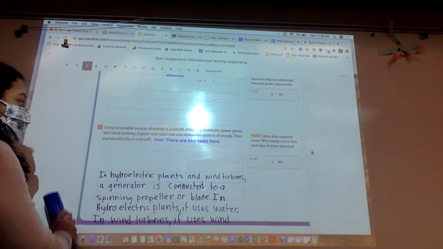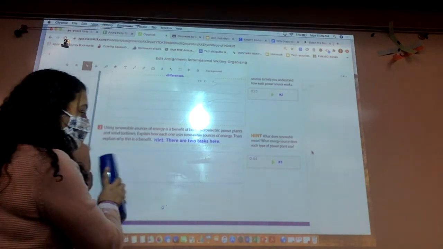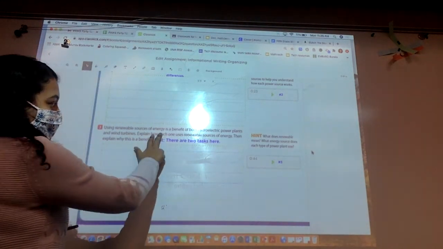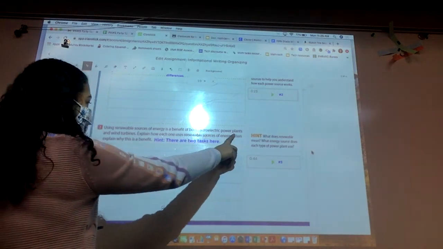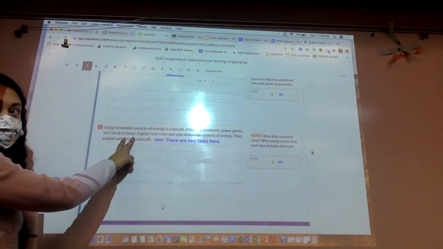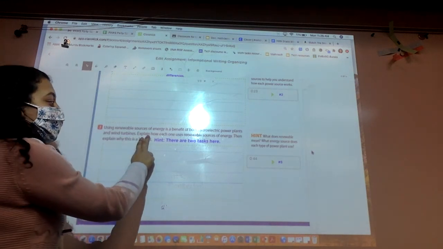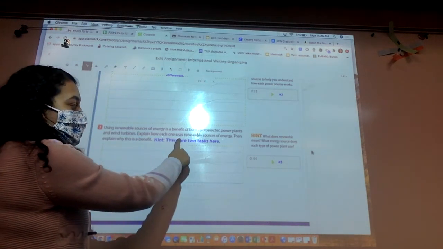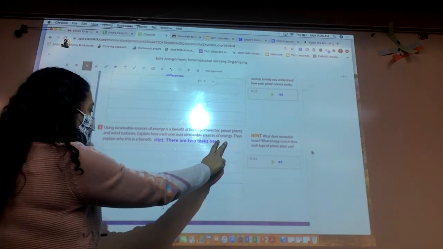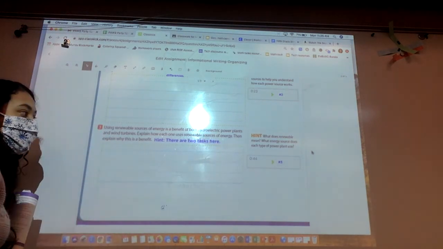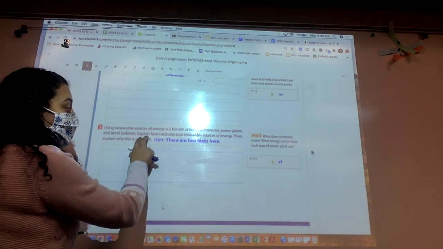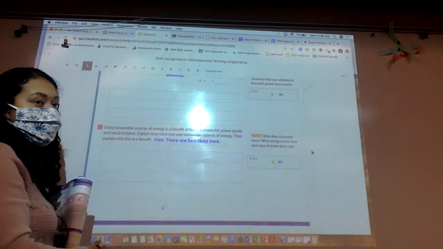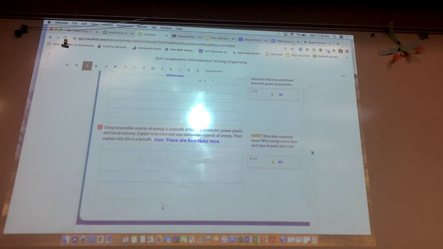Okay, number 3. Using renewable sources of energy is a benefit of both hydroelectric power plants and wind turbines. Explain how each one uses renewable sources of energy. Then explain why this is a benefit. Okay, so let's do the first part. Explain how each one uses renewable sources of energy.